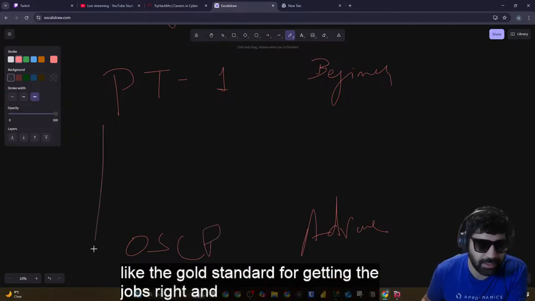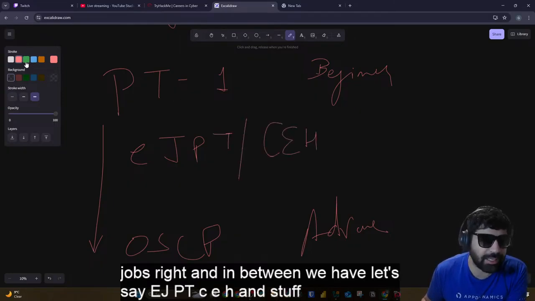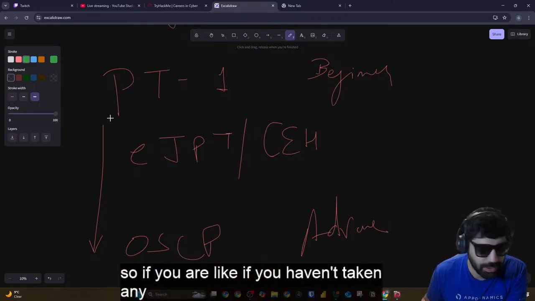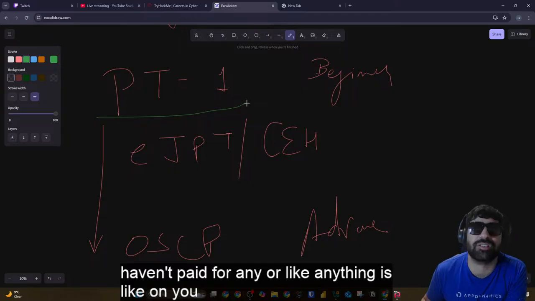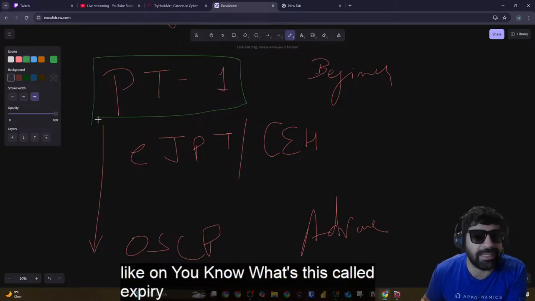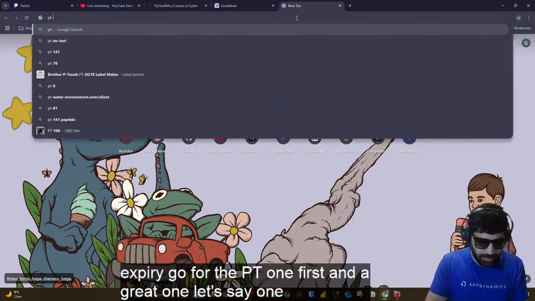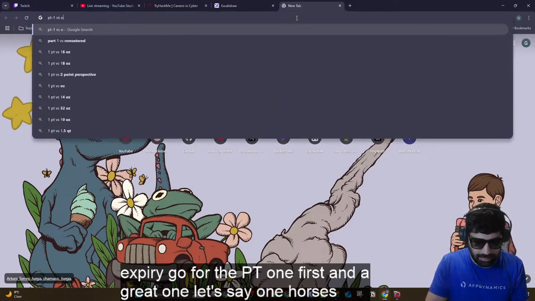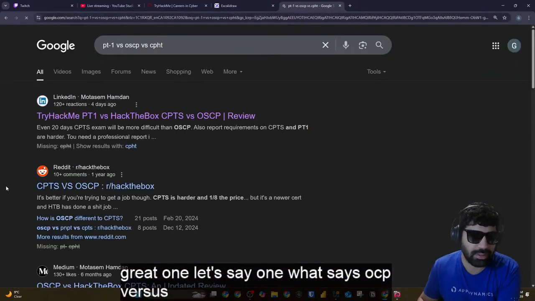And in between, we have, let's say, eJPT, CEH, and stuff. So if you haven't taken any cert yet, or you haven't paid for any, or anything is about to expire, go for the PT1 first. And a great one, let's say PT1 versus OSCP versus CPTS. This one.